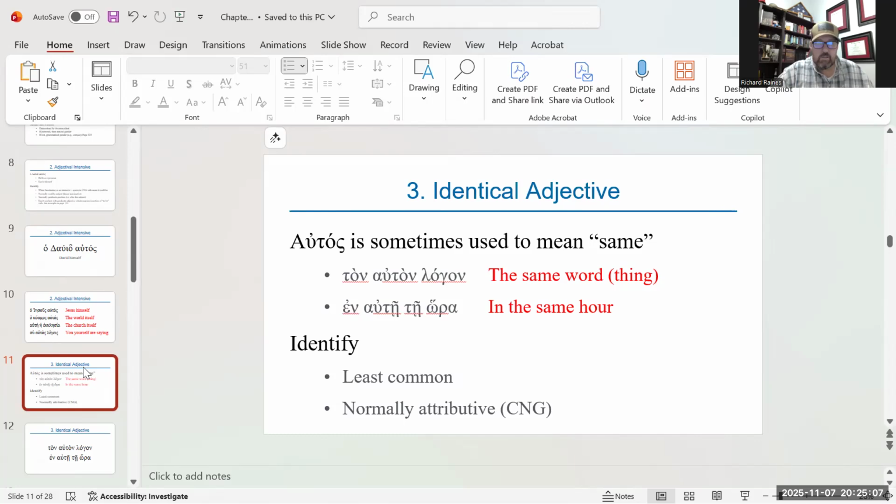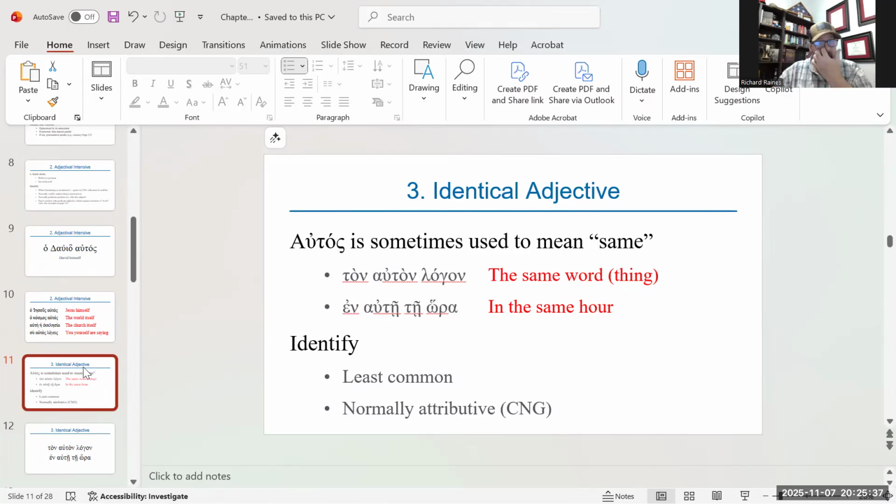If you were to literally translate this word, you would have the accusative case. So it's not in the nominative case, so you wouldn't really translate it himself, herself, itself. It's in the accusative case. So you would say, literally, the him word. That doesn't make any sense.